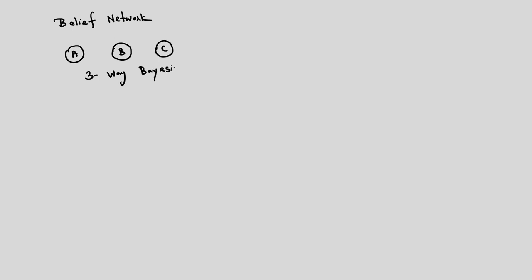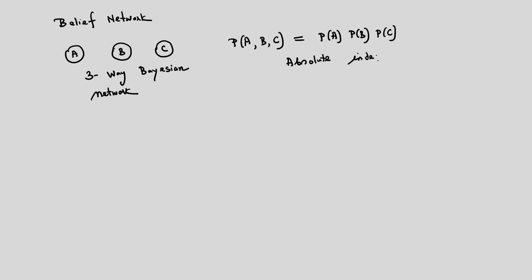Suppose I want to draw the belief network. Suppose a belief network is given. The network is something like this. I have three nodes, A, B and C. So, it is a three-node Bayesian network. So, corresponding to this, I can write the joint distribution like this: probability of A, B, C is probability of A, probability of B and probability of C. This is actually the absolute independence.